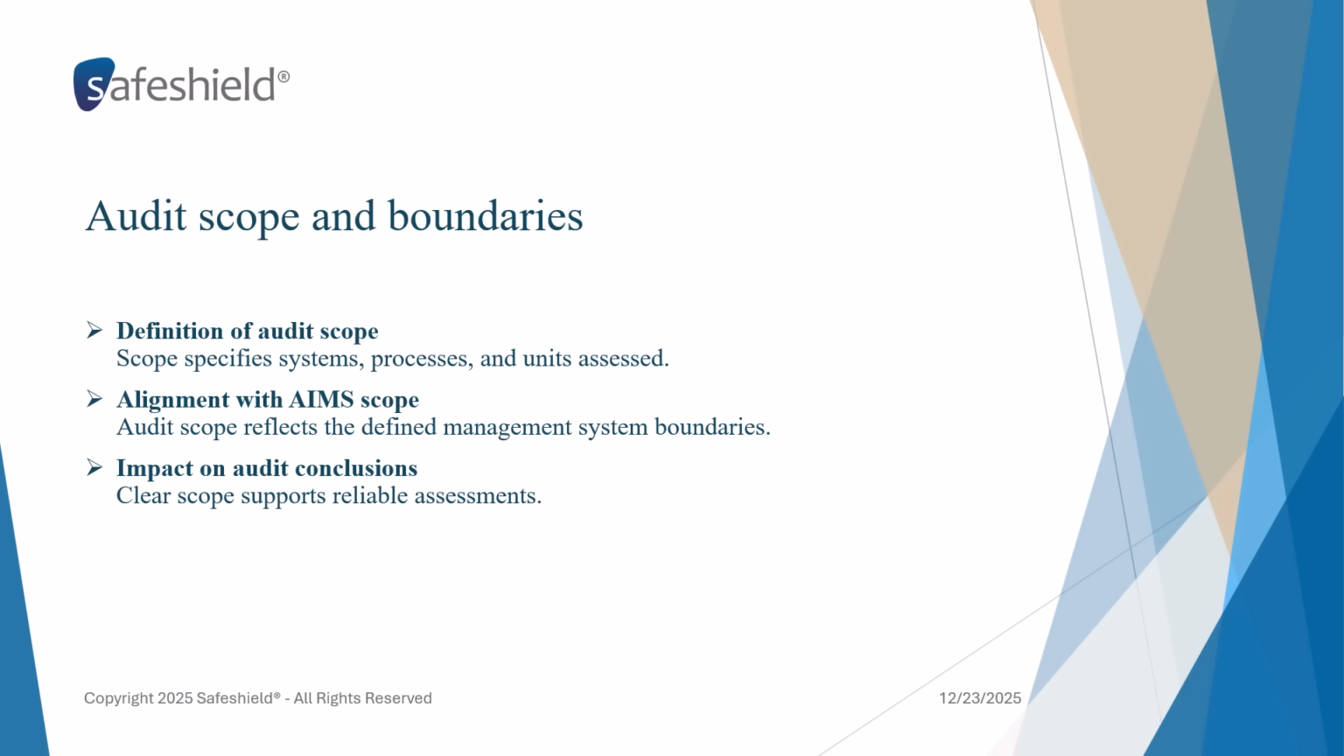Well-defined scope boundaries support effective risk-based auditing. They allow auditors to focus on areas of greatest significance and enable organizations to demonstrate governance maturity. ISO 42001 emphasizes transparency in scope definition as a prerequisite for credible conformity assessment and certification outcomes.